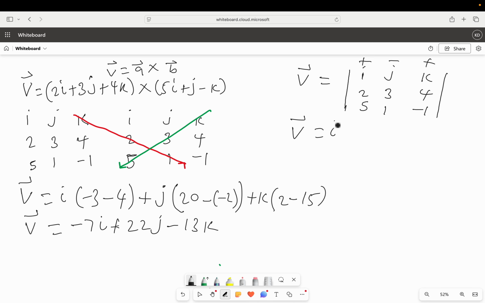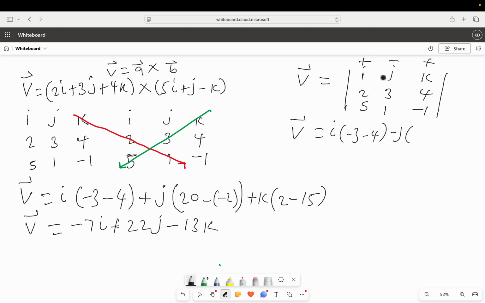I have to cancel the corresponding row and the corresponding column. So I will be left with this element. So it will just be 3 times minus 1, which is minus 3. Then 4 times 1, so I will have minus 4. So now I have to interchange the sign because it is negative. So I will have minus j.